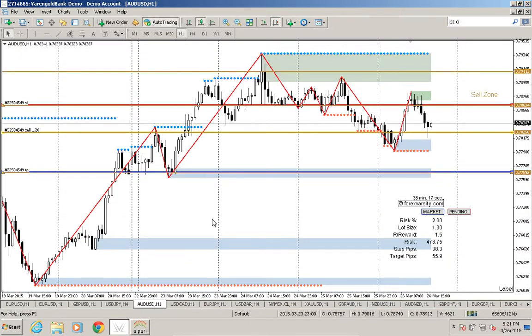If it's an uptrend, your low has to be higher than your previous low. If it's a downtrend, your low has to be lower than your previous low. That is basically what you can look at. Uptrend, low higher than previous low. Downtrend, low lower than previous low. So you're just looking for it.